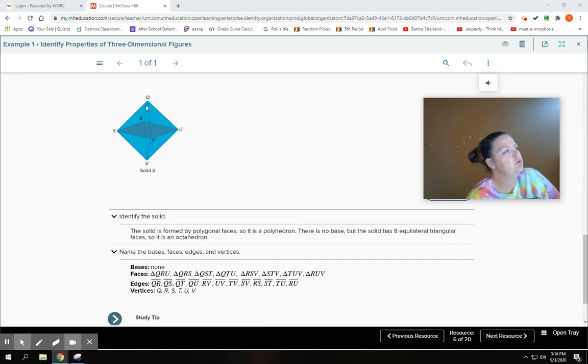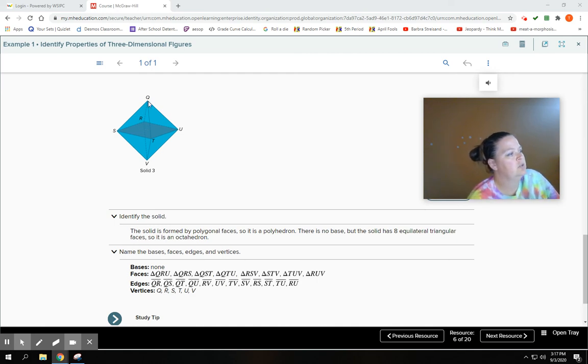Its faces are QRU, that's the triangle over on that side of it. QRS, that's over here on the other side of it. QST, that's here in the front left. And QTU is on the front right. Then we jump down and we do RSV, that's the back bottom over there. STV, that's the bottom left. TUV is the bottom right. And RUV is the one back over on the bottom over there.